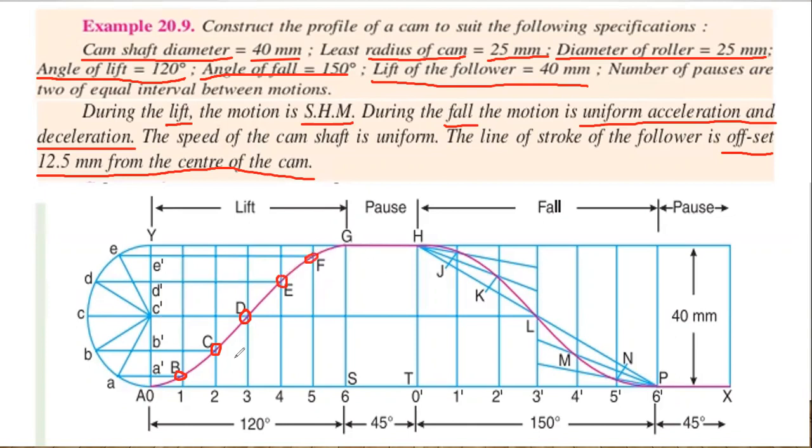By obtaining these points, draw the curve using the freehand curve. Like this, we have to draw this curve joining from A to G, drawing from A to G between the points B, C, D, E, and F.